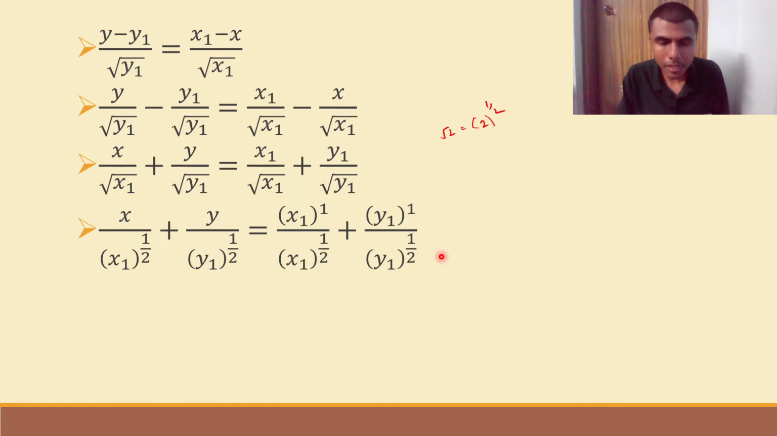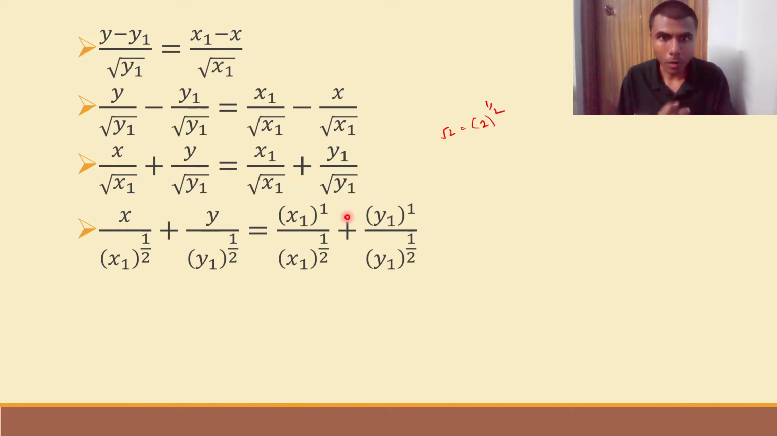Now what is so special? Why am I writing x1 to the power 1 and not just keeping it as x1? We can write it, right? a power 1 is nothing but a. So 2 I can write as 2 power 1, and x1 I can write as x1 to the power 1.